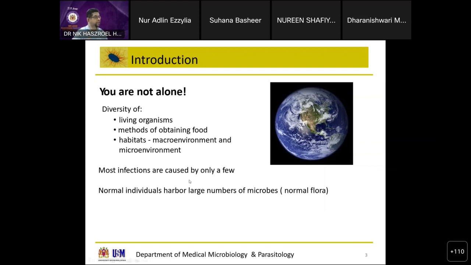So most infections are caused by only a few organisms. Although there are so many microorganisms, only a few causes disease. And normal individuals harbor a large number of microbes. We call them normal flora. So these normal flora are beneficial. There are a lot of microorganisms living in the host, in ourselves as the host, and these are beneficial. They don't cause disease. So only a few causes disease.